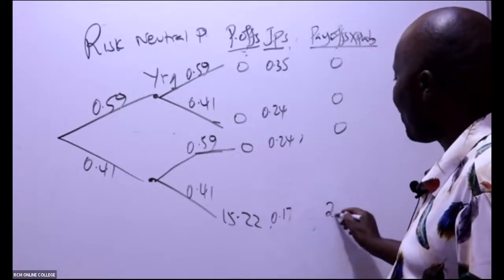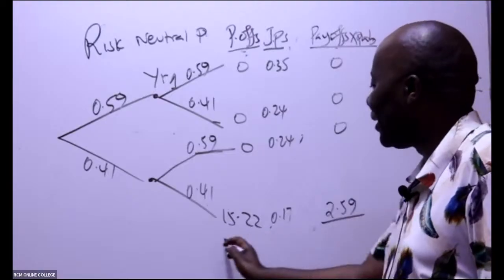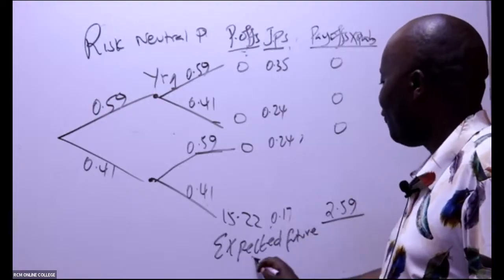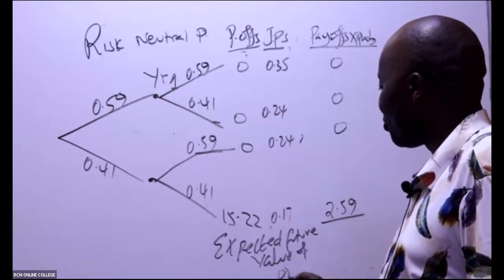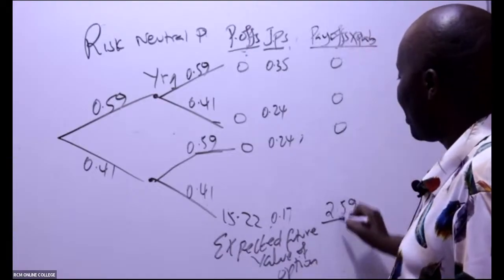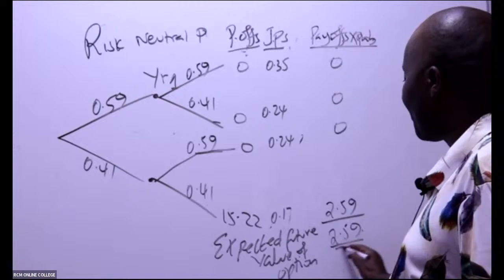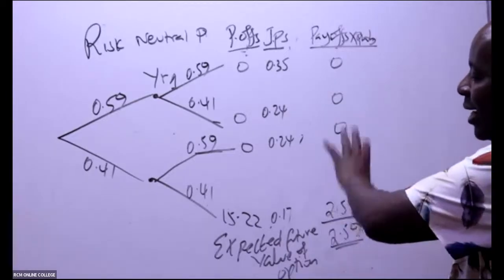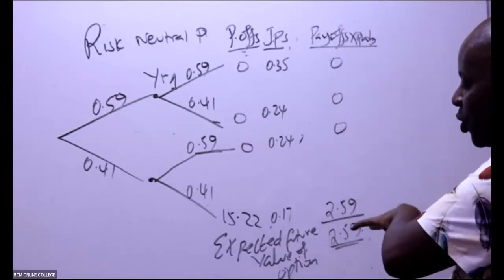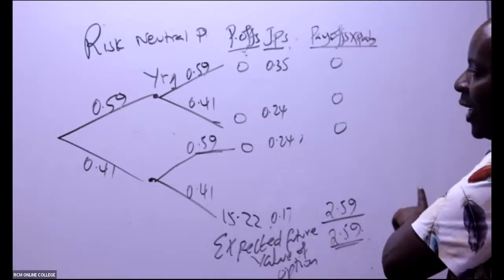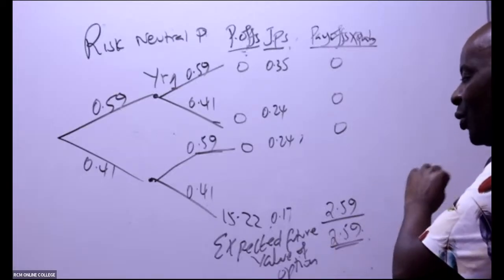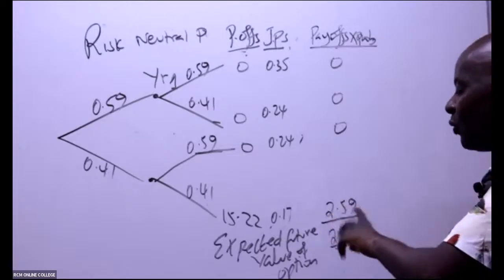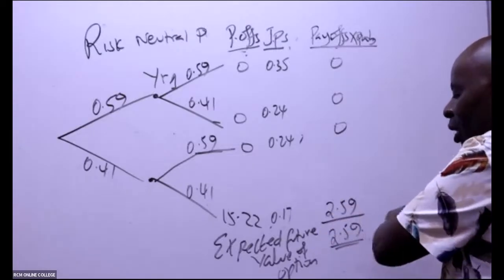2.59. So then what is the expected future value of the option? You add everything. We are lucky here because most of the others were zeros. So the expected future value of the option will be 2.59. But you see, you want the present value using the binomial tree. In this case, we want the present value of the option. So what do you think I should do with this figure to make it present value?